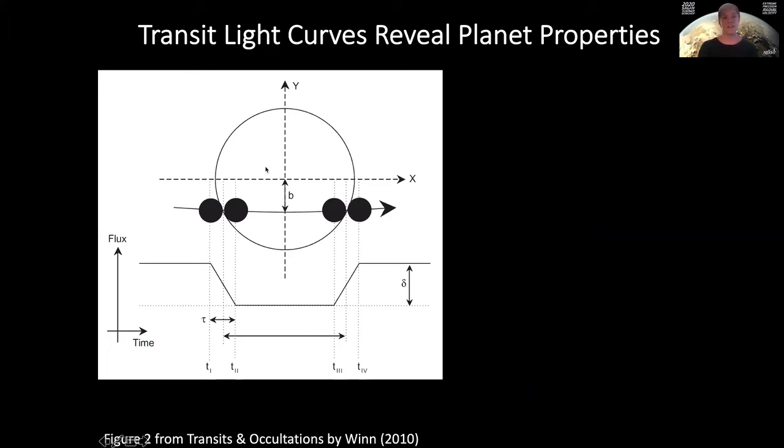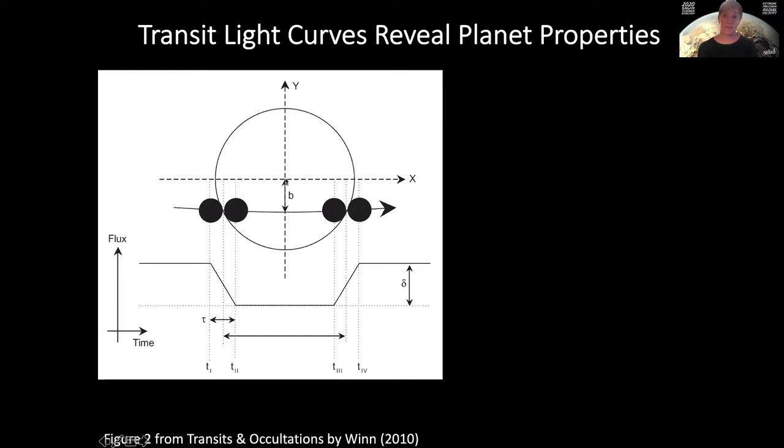On the top here, you see this disk of the star with a gray circle representing a planet. You see the planet at 4 moments in time as the planet is crossing in front of the disk of the star. Here, these axes are defined, so the center of the star is here, and then you measure the difference between the line that the planet travels on and the center of the star.